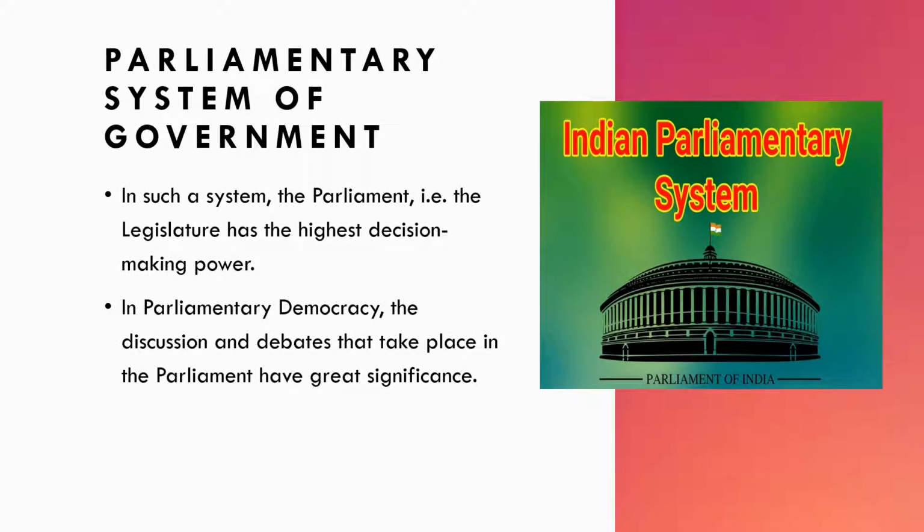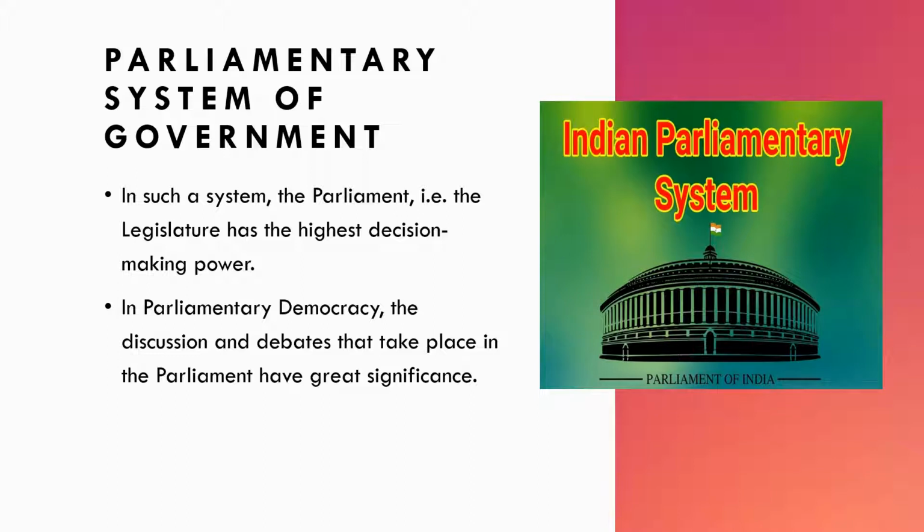Parliamentary system of government. The Indian Constitution has provided for a parliamentary system of government. In such a system, the parliament, that is, the legislature, has the highest decision making power. Indian parliament includes the president, Lok Sabha or the House of the People, and the Rajya Sabha or the Council of States. The Council of Ministers that runs the administration emerges from the Lok Sabha and is answerable to the Lok Sabha for all its decisions.